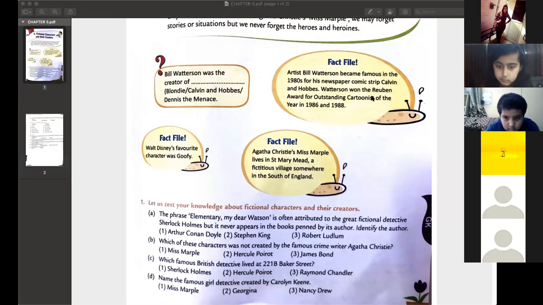Please keep yourself muted. You are again unmuting yourself, everyone. Kindly follow the rules.